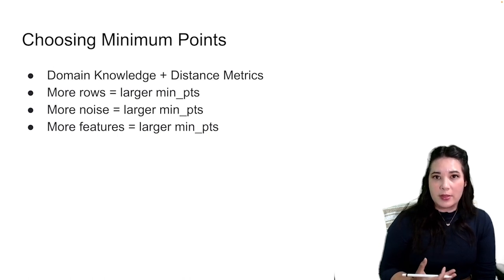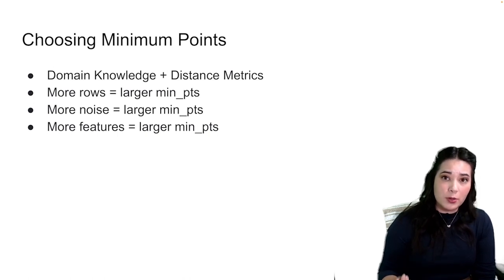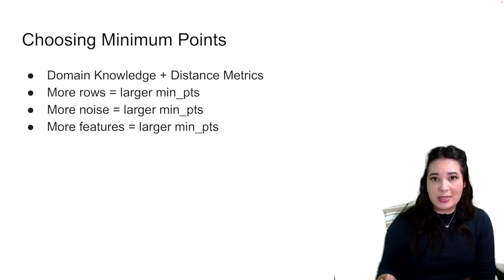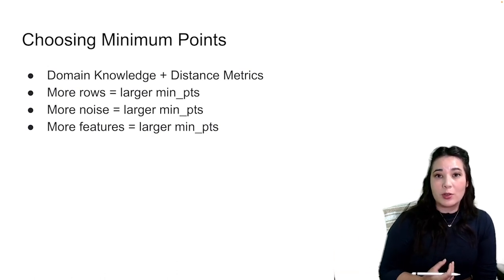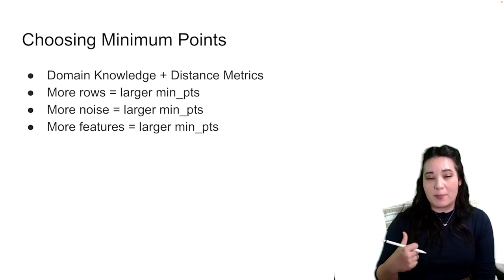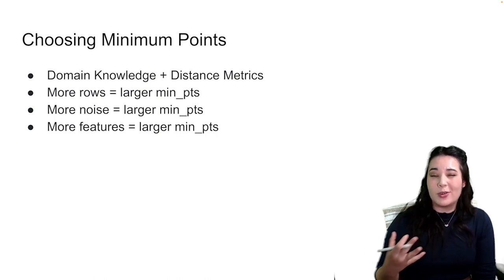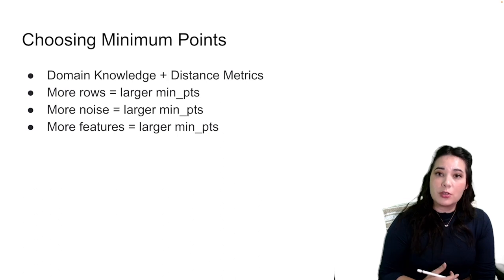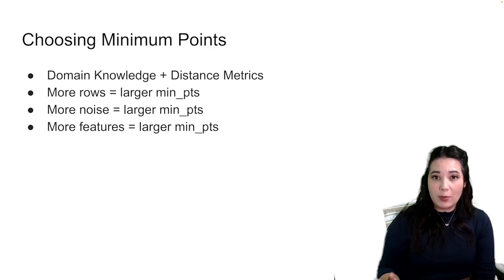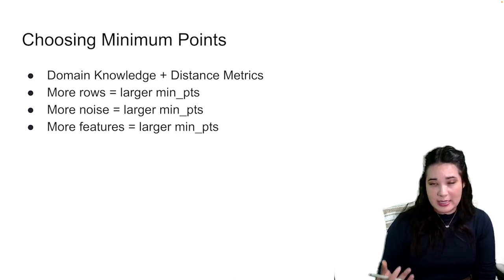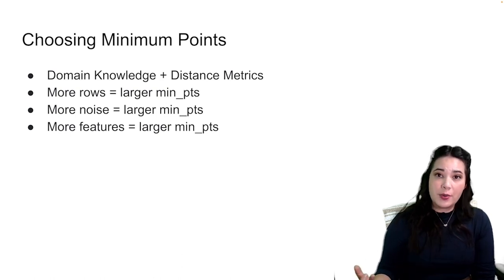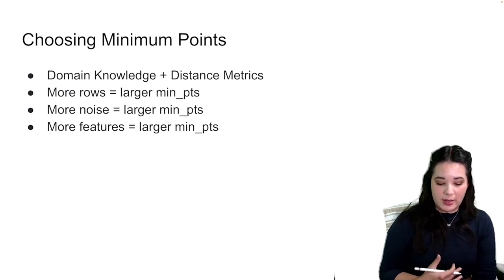Some rules of thumb that you can follow are the more rows your data has, so the more data points, the higher your min point should be. If we have more data, points are more likely to have more neighbors, so we should up that. Also, if you notice more noise in your data set, you should also increase your min points. That way the algorithm will be able to accurately tell what is noise. Lastly, the more features you have, the larger you should make your min points.